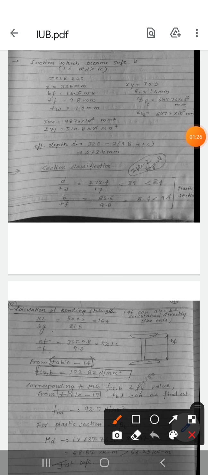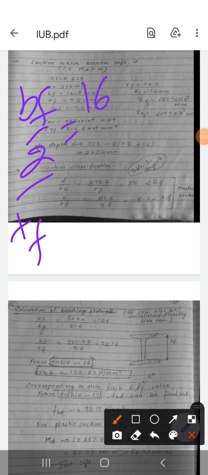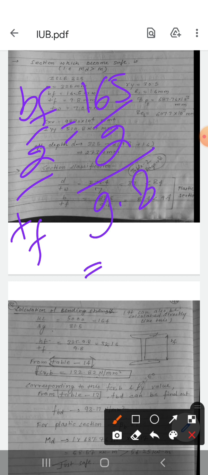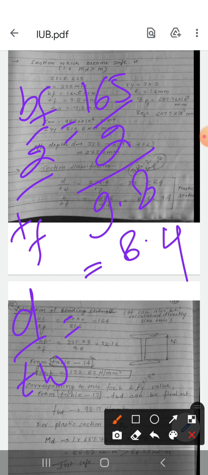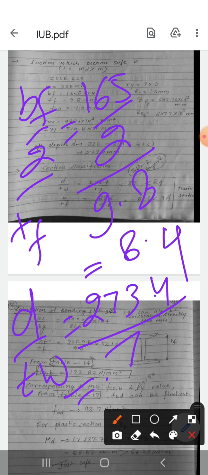Okay. So first of all we will calculate b upon tf, which is bf by 2 divided by tf. So bf is 165, divided by 2, divided by tf. tf is 9.8. So it comes out to be 8.4. Next, d upon tw. We have calculated the effective depth of the beam, that was 273.4, divided by thickness of web. It is 7 mm. So d upon tw comes out to be 39.